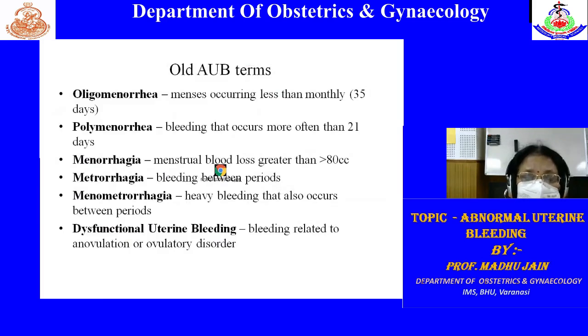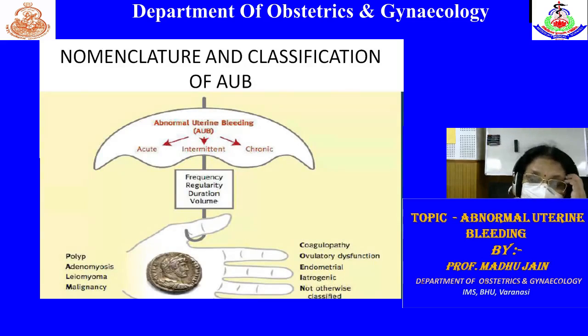After that, this was the old classification we were using, that whether the patient has oligomenorrhea, polymenorrhea, menorrhagia, metrorrhagia, menometrorrhagia, or dysfunctional uterine bleeding. But these old terms are not used nowadays. Still, you should be aware, because sometimes in the OPD it is very easy to write them down. So this has been replaced by the PALM-COEIN classification that I have told you.